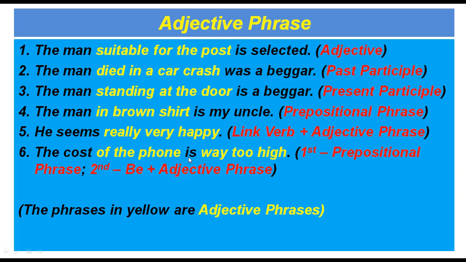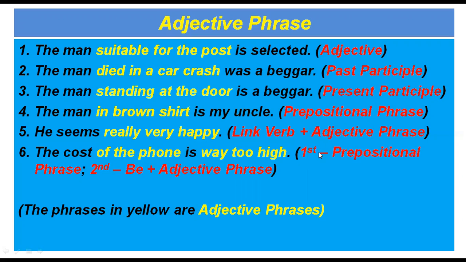Again, we have a be verb. It's like a link verb. Here, this be verb behaves as a link verb. So be verbs normally take an adjective, and the last one is an adjective. But we have pre-modifiers like too and way. So from way too high, the phrase is way too high. Okay, so this behaves as an adjective phrase.